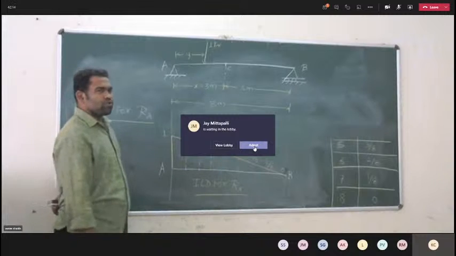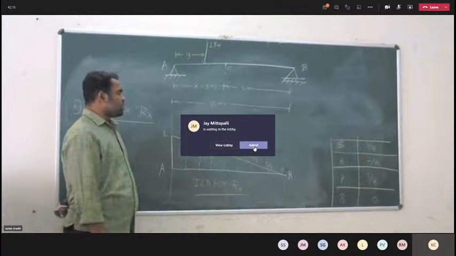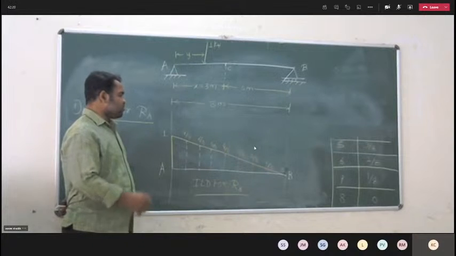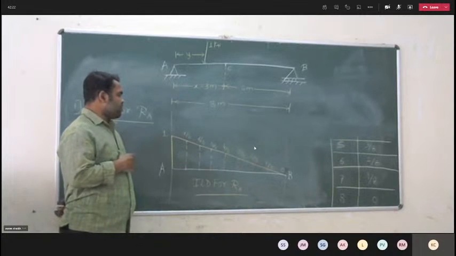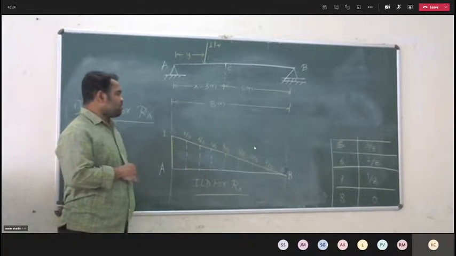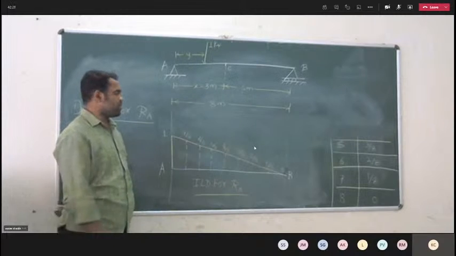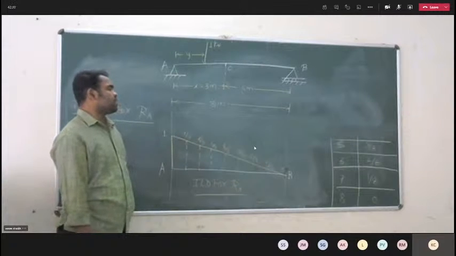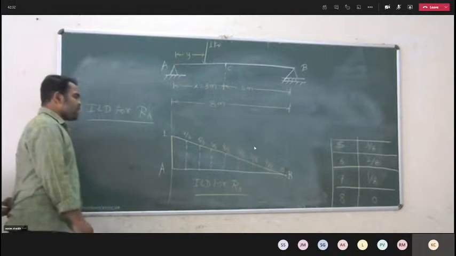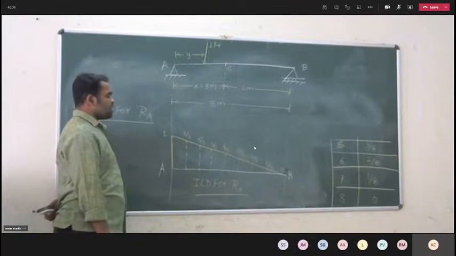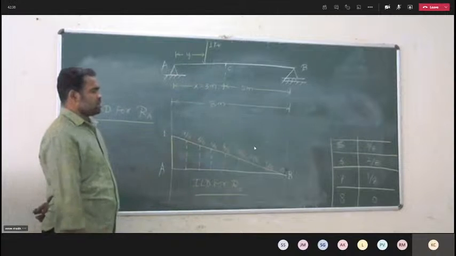So like this we have to find out the ordinates of the reaction RA at various points. Simply consider at a distance 1 meter, 2 meter, 3 meter, 4 meter, 5 meter, 6, 7, 8, like this. Okay, span is 8 meter. Okay, this is your ILD for reaction RA. Right?